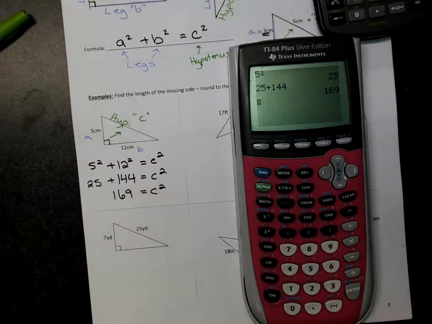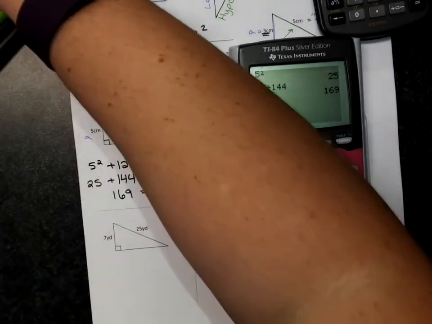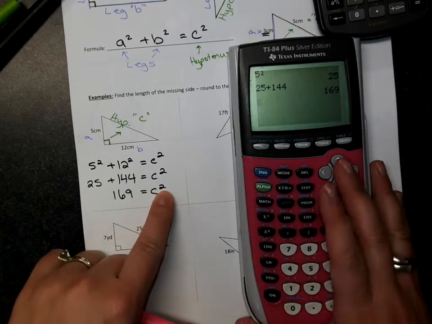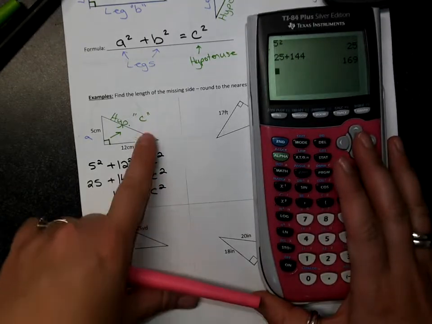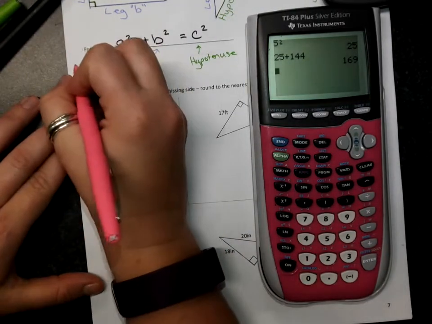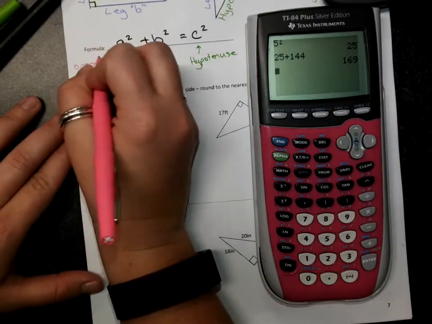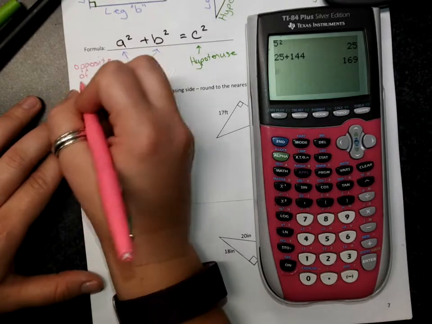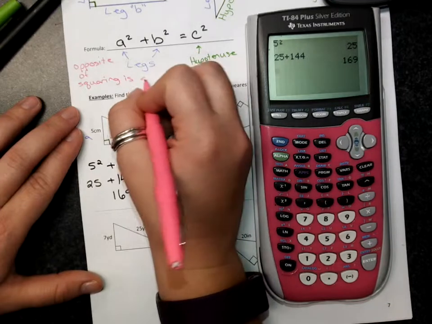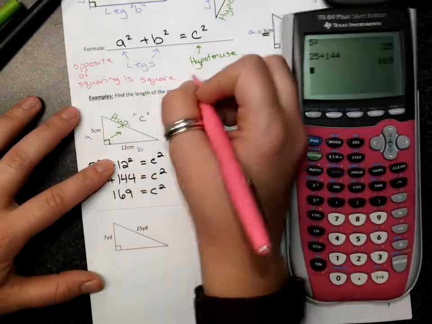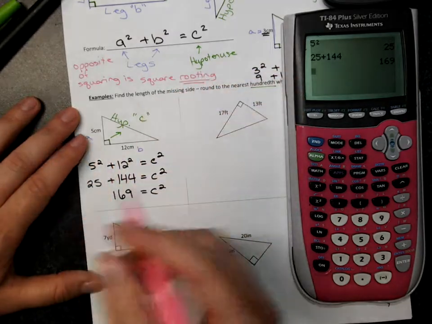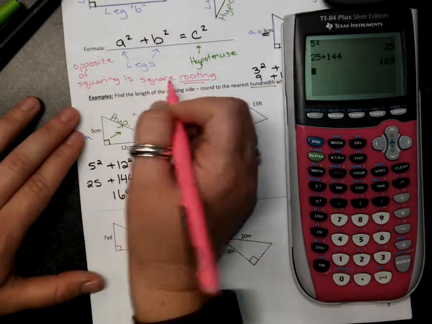Now from here, this is something we haven't talked about yet. How do we undo a square? We don't want C squared, we just want C. So the opposite of squaring, let me write this down, the opposite of squaring is square rooting. So it's called a square root. So the opposite of squaring is square rooting.